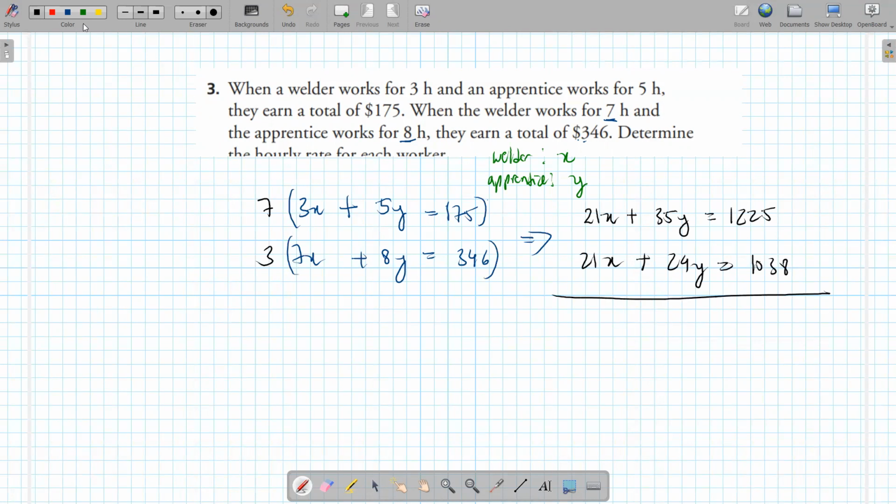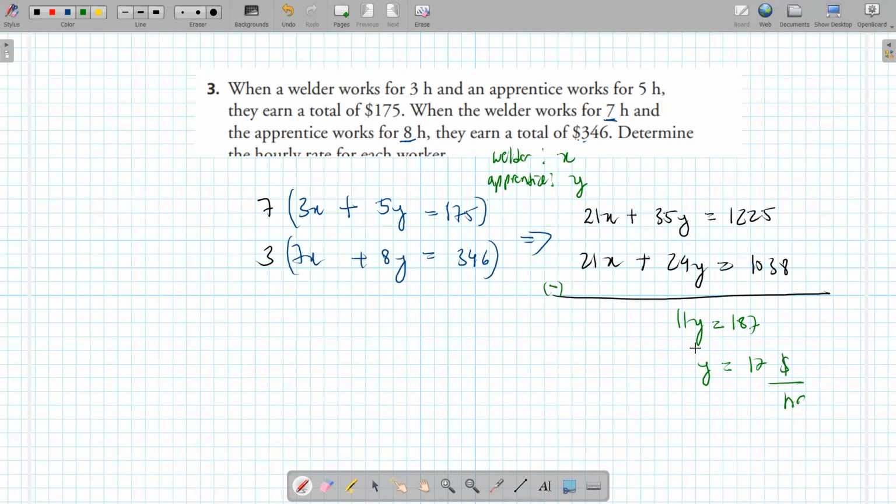Now, the x's have the same sign, plus plus, and the same coefficient of 21. Do we add or do we subtract? Subtract them, and x goes away. 35 minus 24 is 11, and 1225 minus 1038 is 187. Divide both sides by 11, you get y is 17. So the rate for the apprentice is $17 per hour.